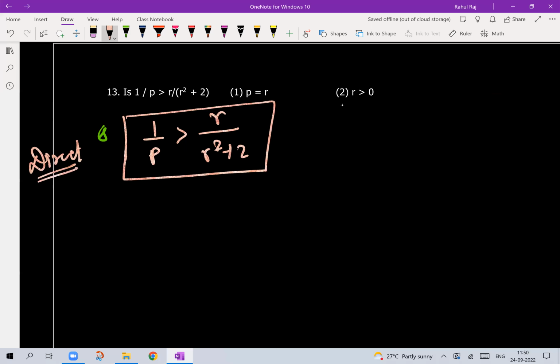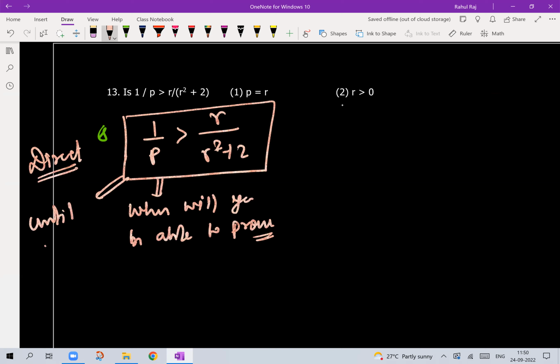There is no information whatsoever given to you. You don't know what is p, you don't know what is r. You have to prove is 1 by p greater than r by r square plus 2. Just think once, when will you be able to prove this, that LHS is greater than RHS? Until you don't know the values, you can't say whether 1 by p is greater than r by r square plus 2 or not. Simple logic. Until I don't know the value, I just can't say whether left hand side is greater than right hand side or not.